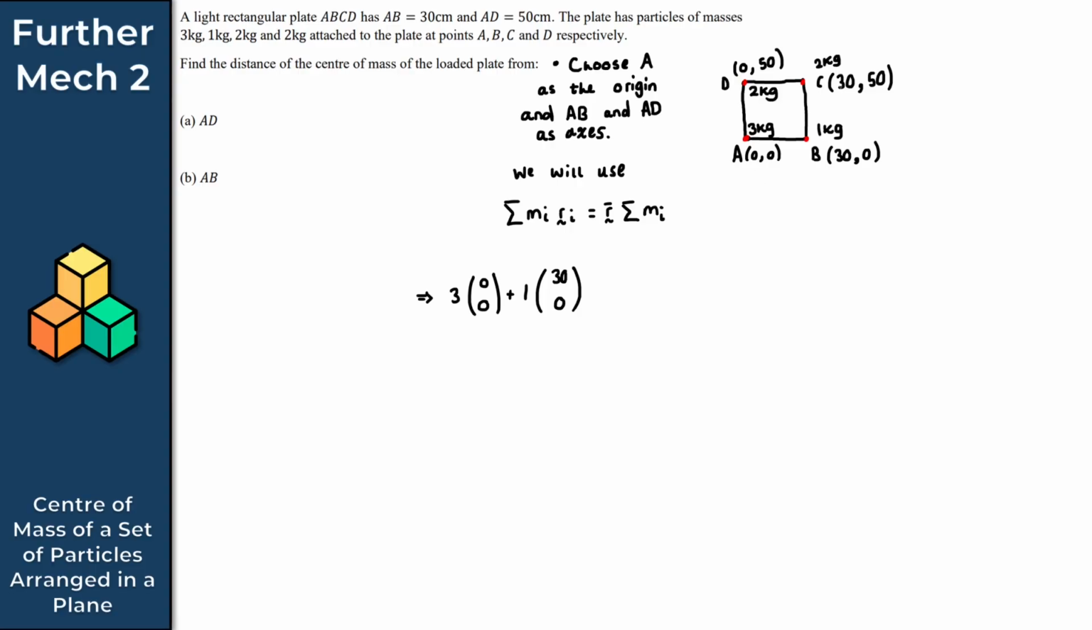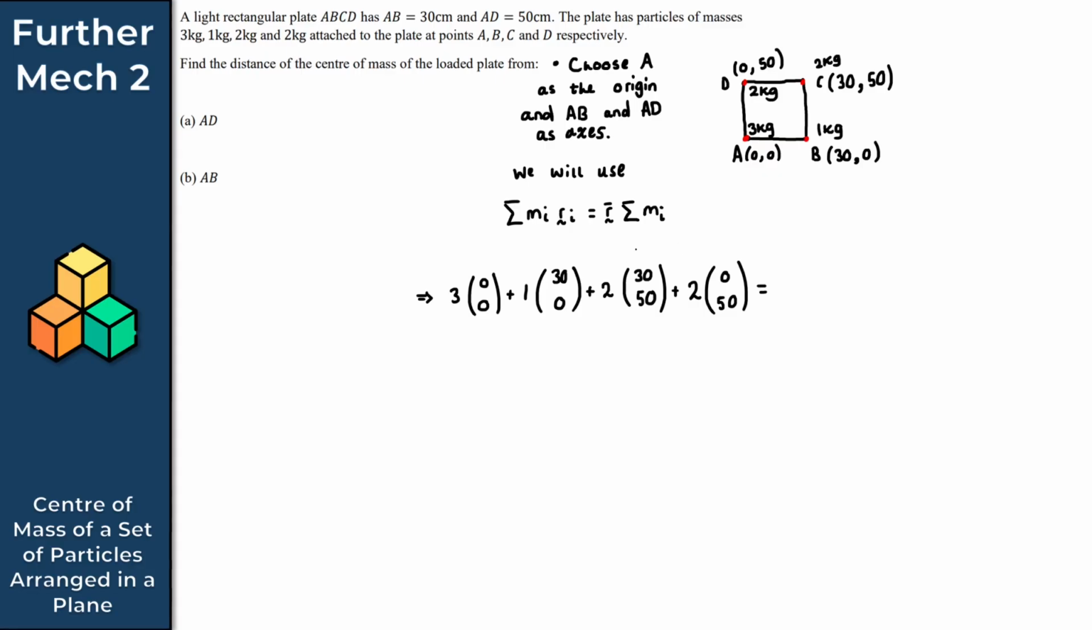For the next one here, that's 2 times (30, 50). So 2 times (30, 50). And then finally here, we have 2 times (0, 50). So 2 times (0, 50). Perfect. Okay. So this here is the left-hand side of this result. We now need the right-hand side here.